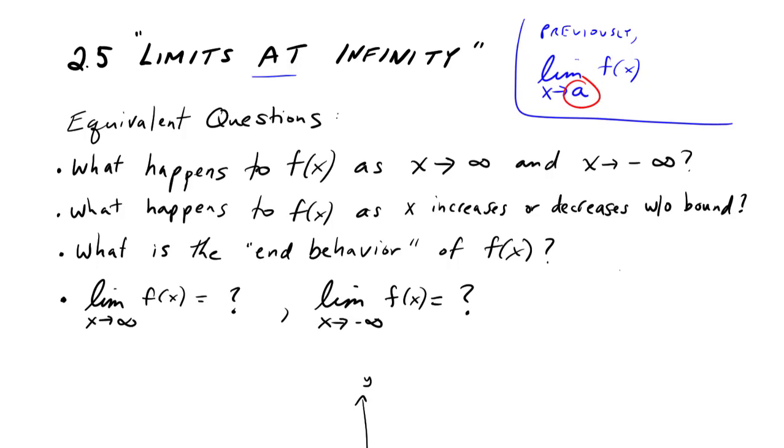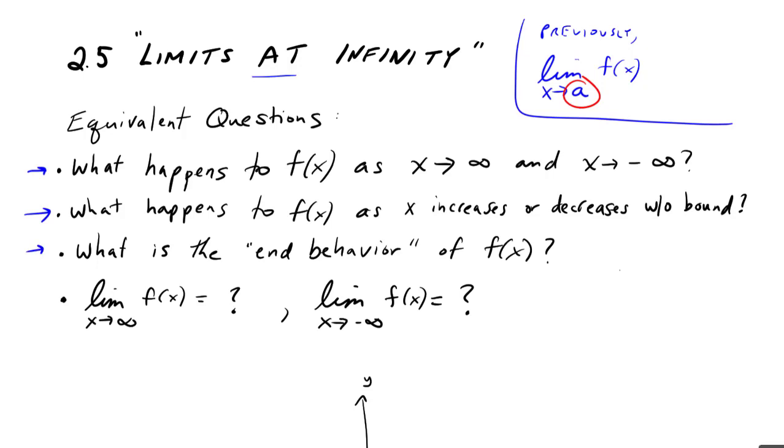So we have a couple of equivalent questions because this is a very important topic, and so you see it phrased differently. So one way you might see this referred to is what happens to f of x as x approaches infinity and x approaches negative infinity? Or what happens to f of x as x increases or decreases without bound? Meaning the same thing.